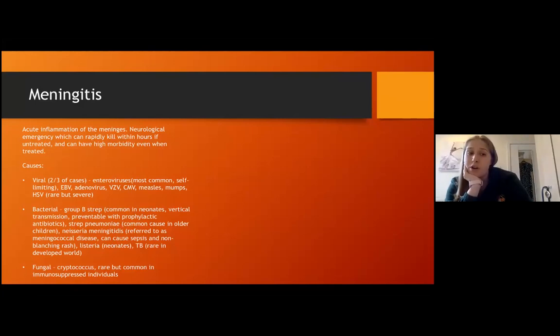Bacterial, so as we said before, group B strep and listeria are common in neonates, so if it's an under 3-month-old, you're probably thinking of those. You can prevent group B strep being transmitted in the birth canal by giving prophylactic antibiotics if mum is known to have group B strep. Strep pneumoniae is the most common cause in children that are a bit older. Neisseria meningitidis, as we talked about before, is meningococcal disease specifically. That can cause sepsis and a non-blanching rash, so that's the one where the child gets really sick. And then TB can cause meningitis, but that's rare in the developed world, so probably not something you're going to see working in the UK.